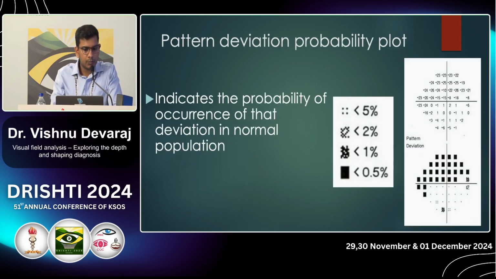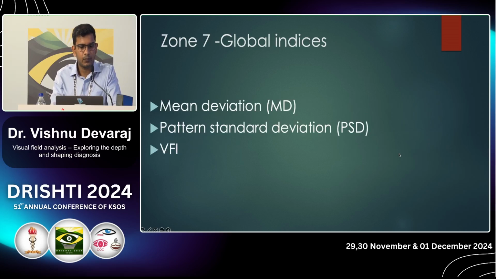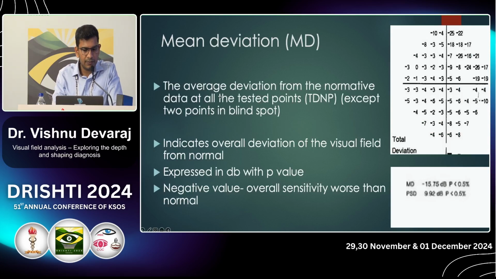So pattern deviation probability plot shows the probability of occurrence of that deviation in the normal population. So this is what we basically use in glaucoma diagnosis. Then coming to global indices, mean deviation is derived from the total deviation plot. It is the average deviation from the normative data of all the threshold points except that of the blind spot. So it indicates overall deviation of the visual field from the normal.